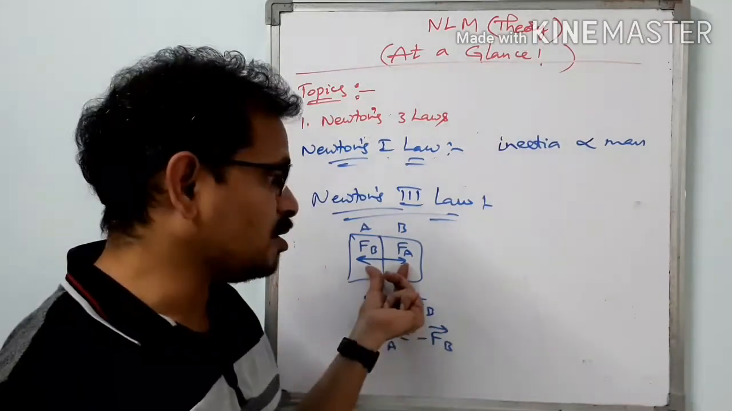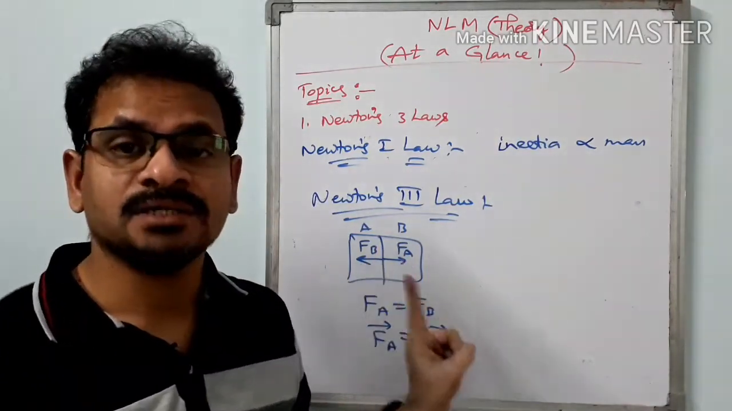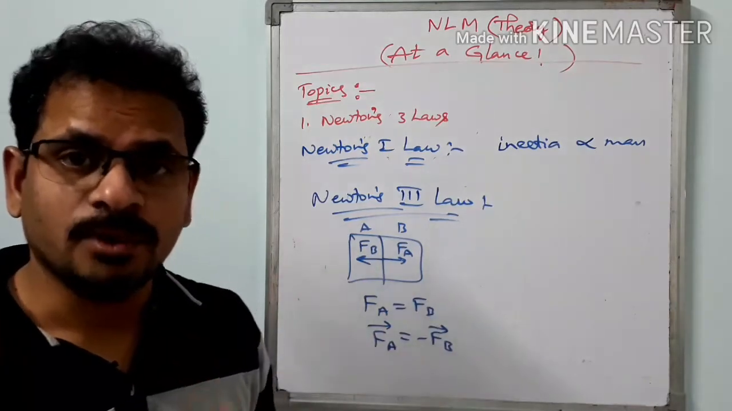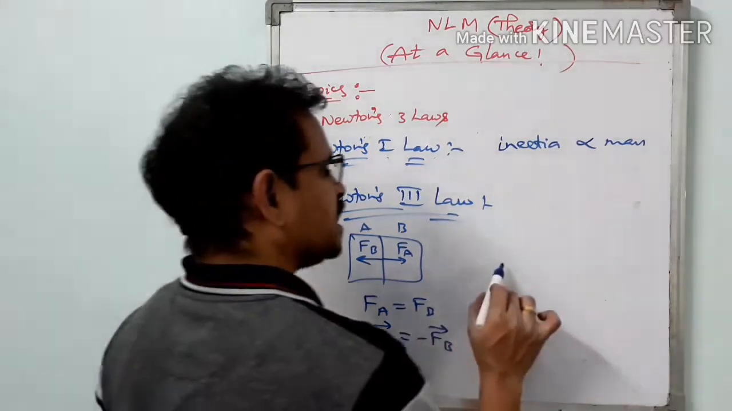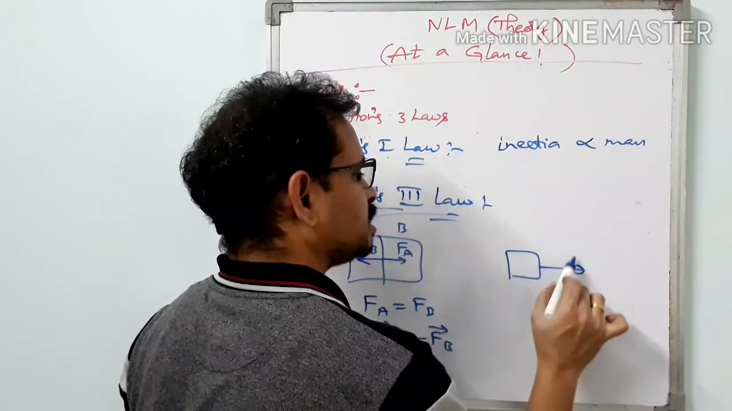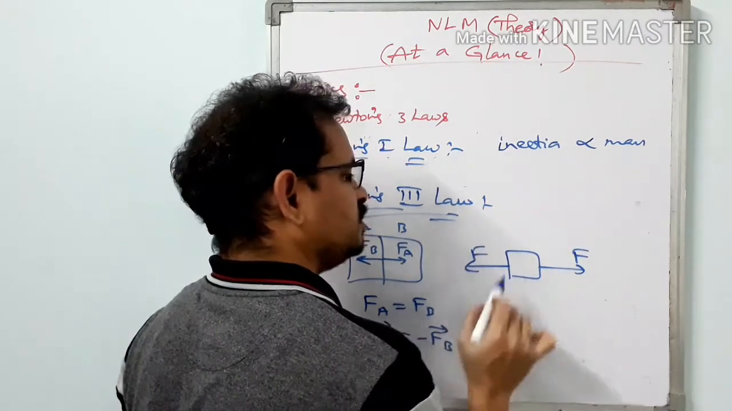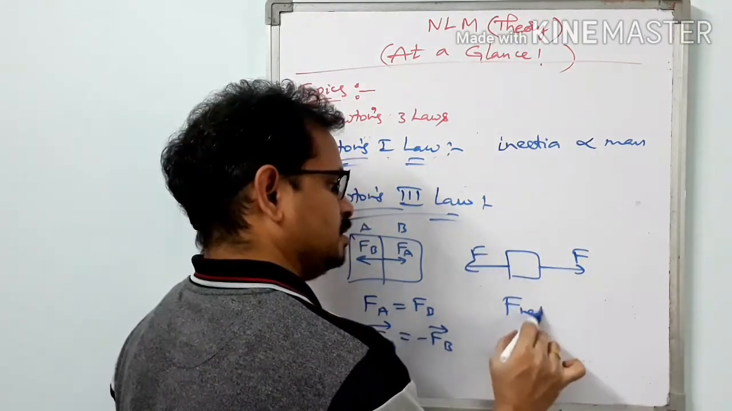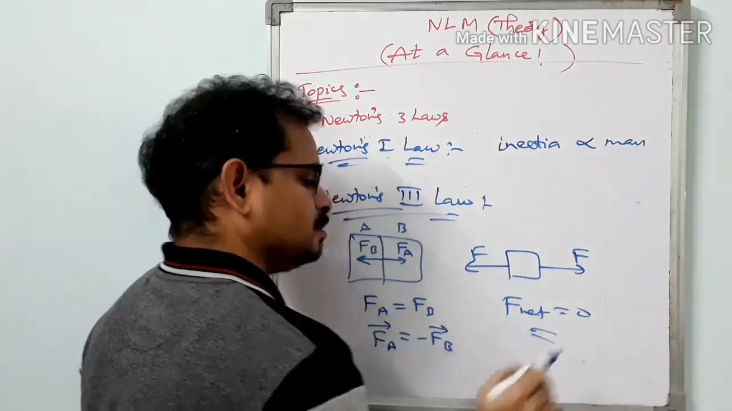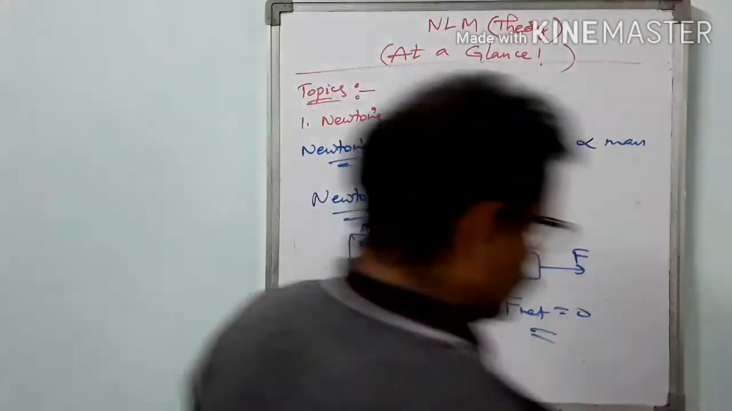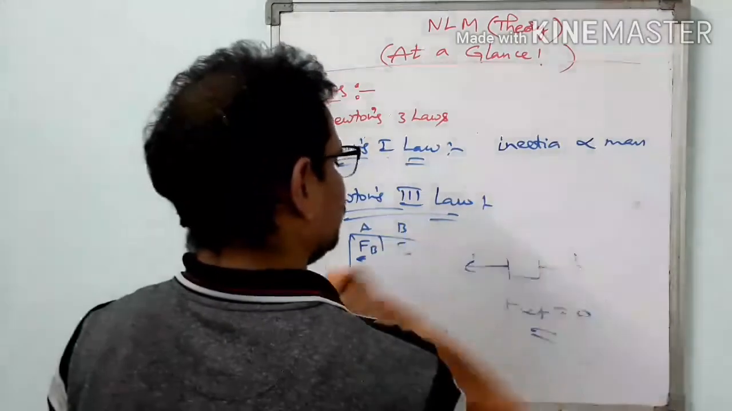Here the forces are not cancelling each other because they are not acting on the same body, they are acting on different bodies. Suppose if force acts on the same body, what happens? In this direction F, in this direction F, then what happens? Net force here is 0. Got it? So Newton's three laws are over.